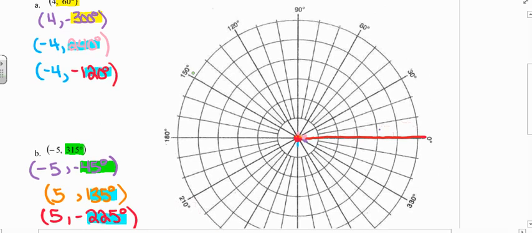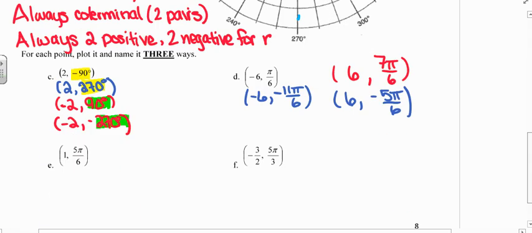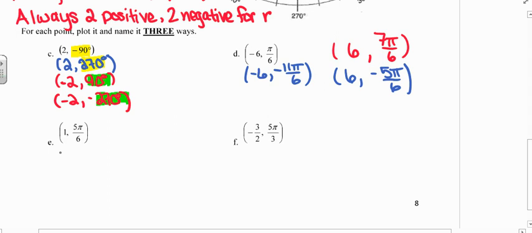So 5 pi over 6 is going to have its terminal side right there on that green ray. And I want my radius here to be 1, so right in close to that pole. So that's going to be my point E. And if I were to go from my polar axis but in the clockwise fashion, well, now in that case I'm going -7 pi over 6. So 1 and -7 pi over 6 would be that exact same location.